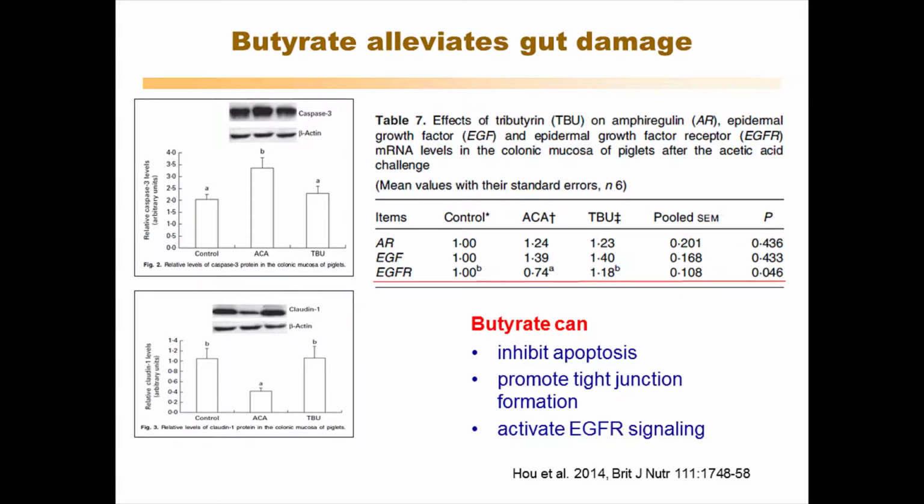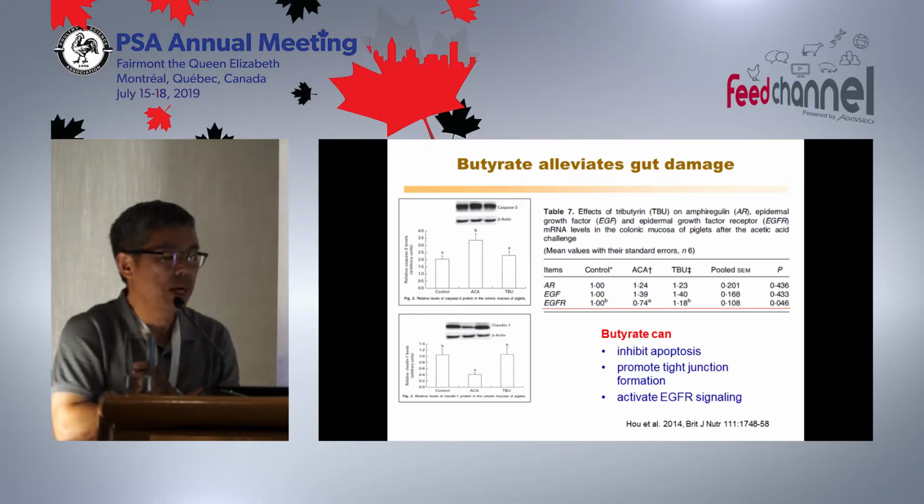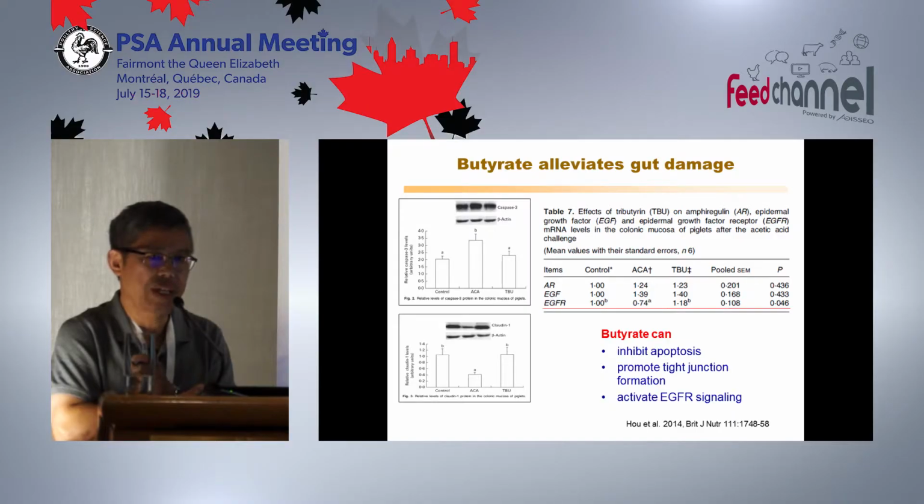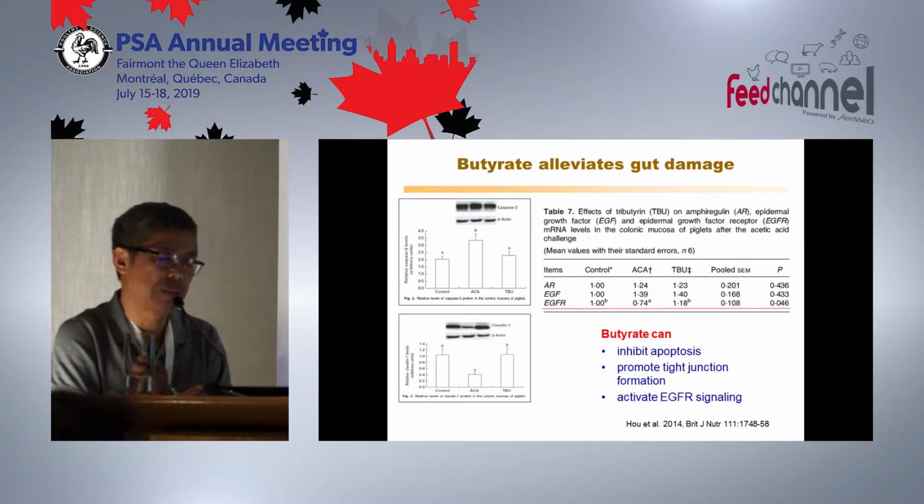And this is another piece of the results, the immunoblots. Basically, they checked the key proteins for apoptosis and for tight junction formation. The top one is caspase 3, which is the key enzyme for apoptosis. The bottom one is claudin 1, which is a key factor for tight junction formation. As you can tell, the acetic acid treatment increased the production of caspase 3 and down-regulated claudin 1. With the treatment of butyrate, both proteins were back to close to the control piglets, which had no treatment.